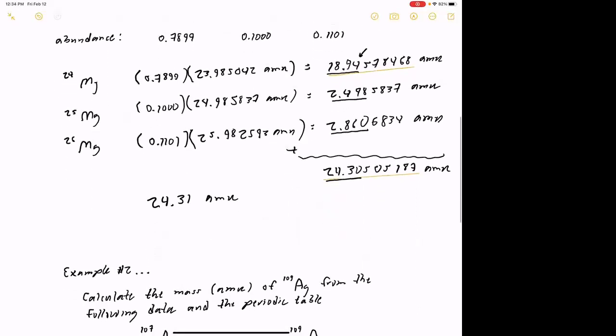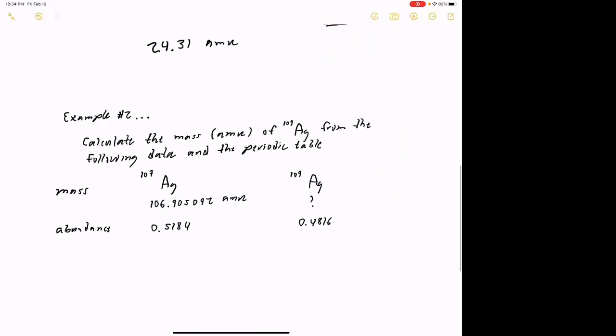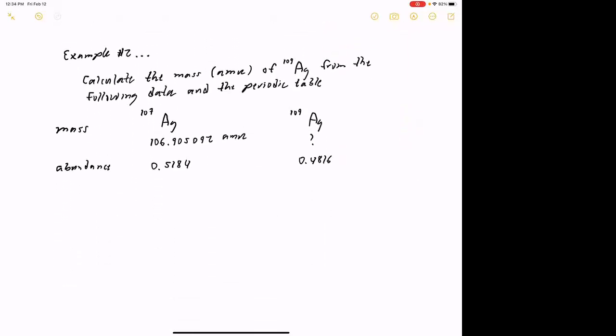All right, there are lots of different forms of this kind of problem that you're going to run into, so I just wanted to show you another one here. Again, it just comes down to basic algebra that you sometimes have to do. In example number 2, what we want to do is calculate the mass in AMUs of silver 109, one specific isotope of silver, from the following data table and the periodic table. Here's a comparable table to the one I gave you before, but notice something is missing. I've got everything I need for silver 107, but for silver 109, I'm missing the mass, aren't I?